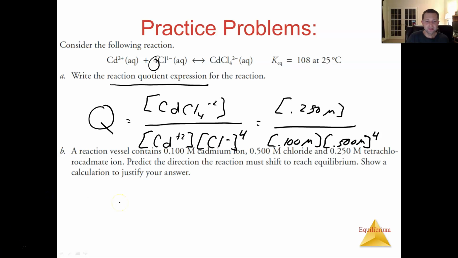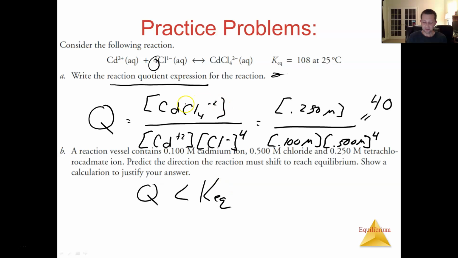All right, so in this case, if you plug it in, you should get a Q value of 40. All right, so KEQ is 108. So we have Q is less than KEQ. 40 is definitely less than 108. So what does that mean? It means, again, for the 3rd time in a row here, going through the setup this way, this is what you guys should do if you're trying to figure these out.